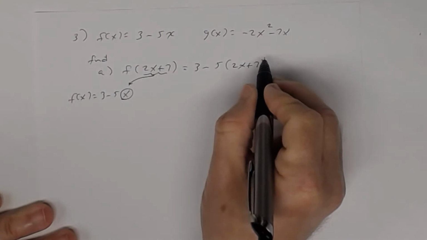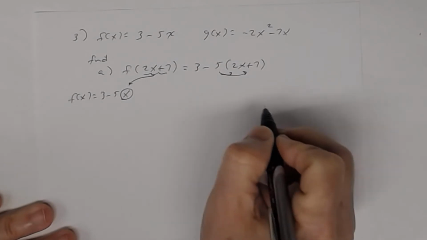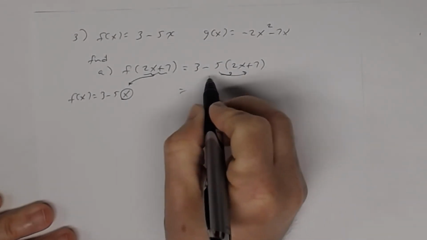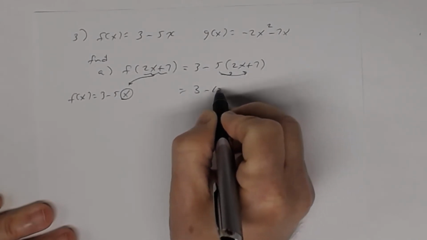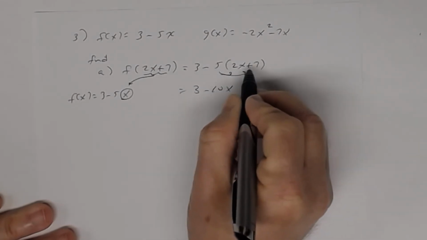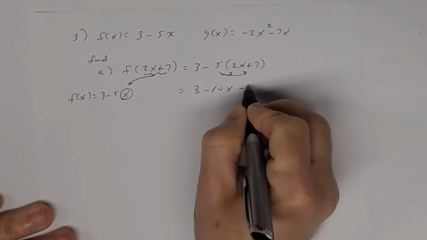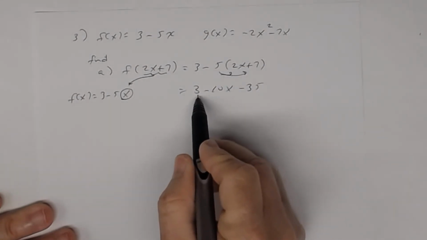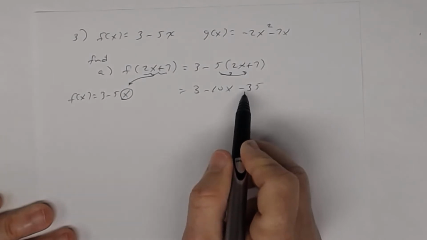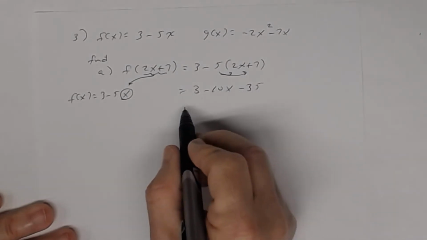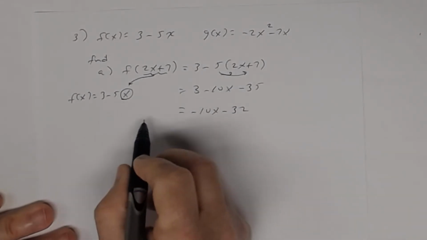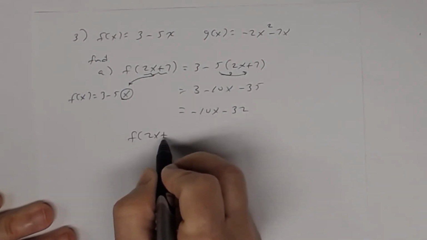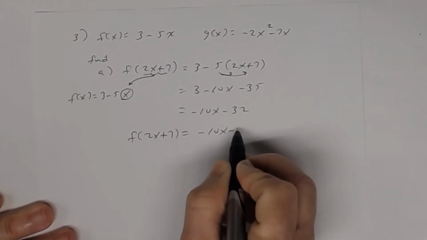Now notice the exponent here is 1, so that means I can go ahead and distribute at this point. So I'm going to distribute the negative 5. So I get 3. A negative 5 times 2x is a negative 10x. A negative 5 times a positive 7 is a negative 35. And then combining like terms, 3 and a negative 35 is a negative 32. So I get negative 10x minus 32. And so that's the answer for that one. So f of 2x plus 7 equals negative 10x minus 32.